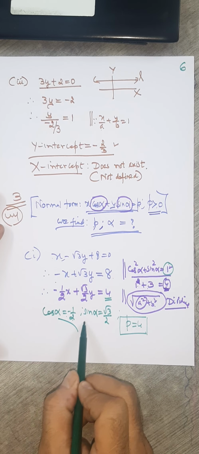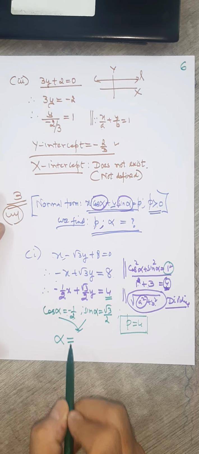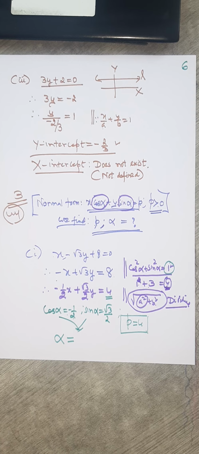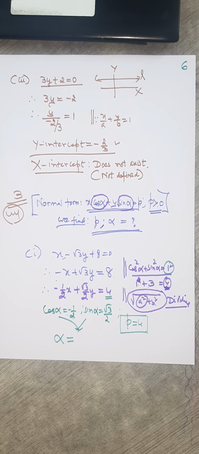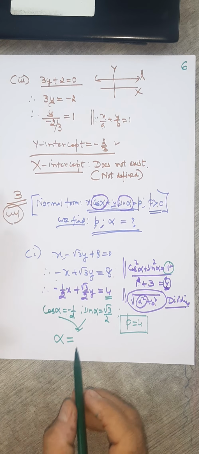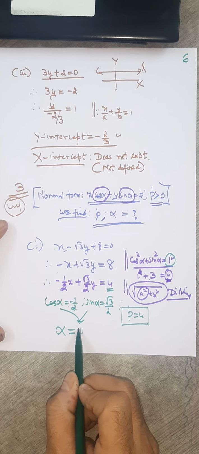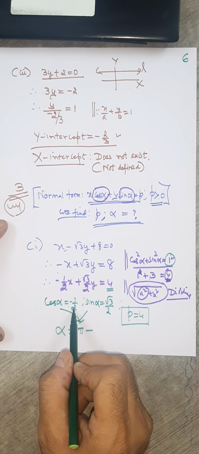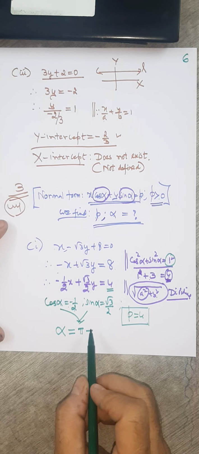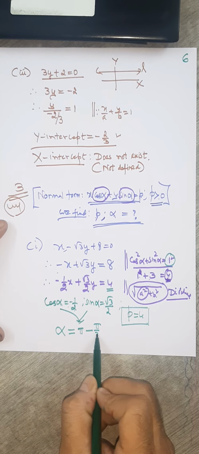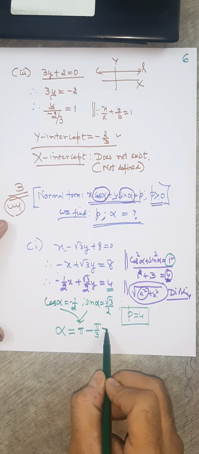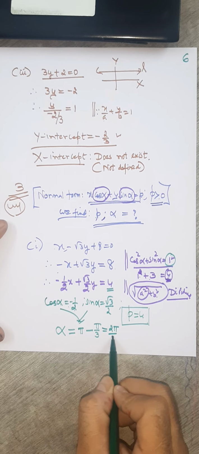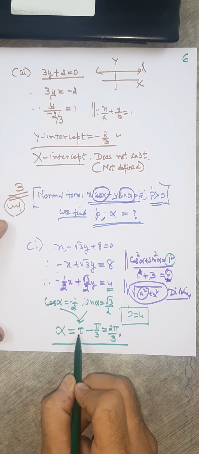And how do you get alpha from this? You see cos negative, sin positive. So it will be which quadrant? Second quadrant. So it will be pi minus, for what value of alpha? Cos alpha becomes 1 by 2 and sin alpha becomes root 3 by 2. You know it is pi by 3. So simplify this, it will be 2 pi by 3, right? This is your alpha. This must be clear too.